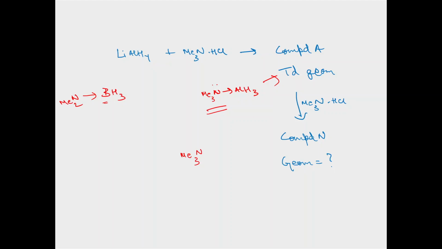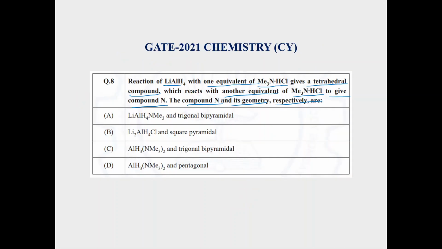So first of all, this will be NH4. Now two molecules of NMe3 will coordinate with AlH3. Okay, that's what will happen. On adding another equivalent of NMe3, we will get this complex, AlH3 with two molecules of NMe3. AlH3 with two molecules of NMe3 we can see as an option only in option C and D. Okay.